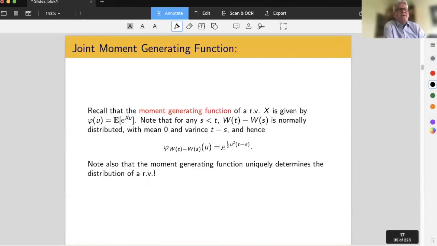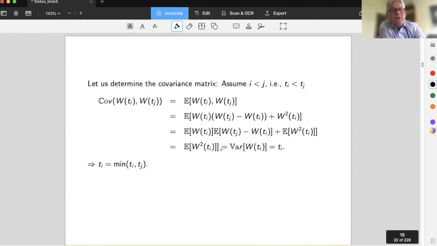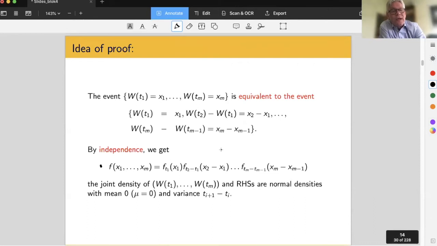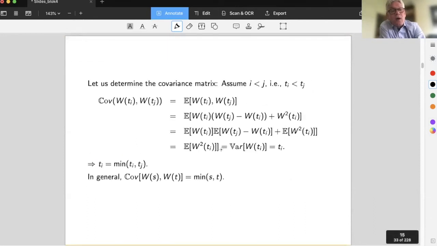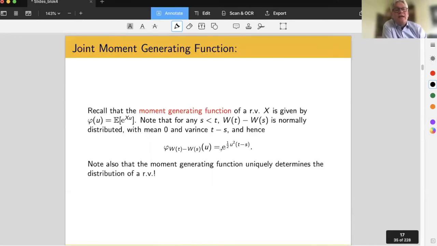Now, let's look at the joint moment generating function. Why do we do all this? Why do we do this, looking at the joint density function and now looking at the joint moment generating function? Well, the definition that we had on the first slide of this lecture is sometimes a bit difficult to work with, right? We know the independent increments, we know the normally distributed increments, but it is much easier to work with a joint density function, which we now have in closed form, and it is also easy to work with the moment generating function of a random variable.